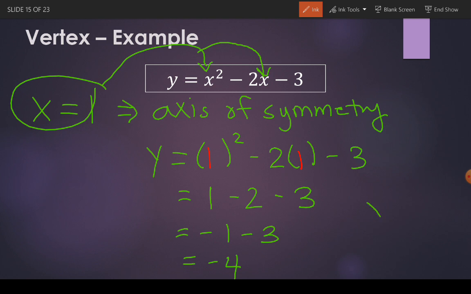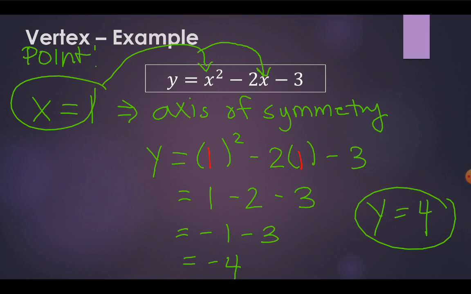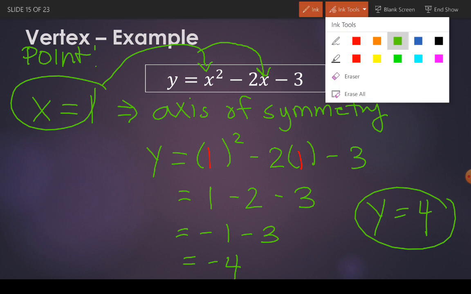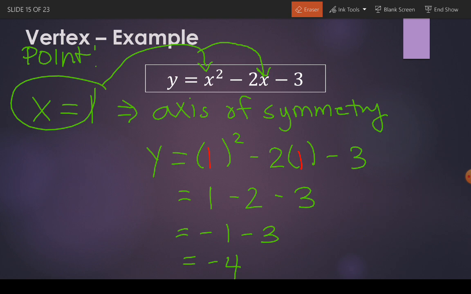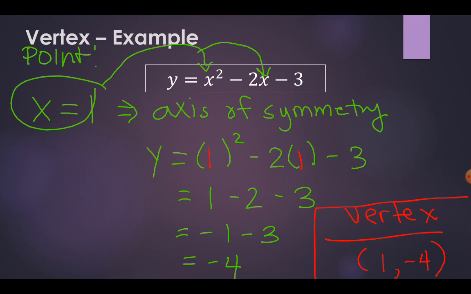So some of us might think, okay, our answer is y equals 4, so this is my vertex, I'm done, boom, I can move forward. No, remember, the vertex must be a point. So to make this a point, I need to write an x and a y value. So my vertex is going to be 1, my axis of symmetry, comma, negative 4. Okay, so here is the vertex. Now that we have a point, we can go ahead and graph.